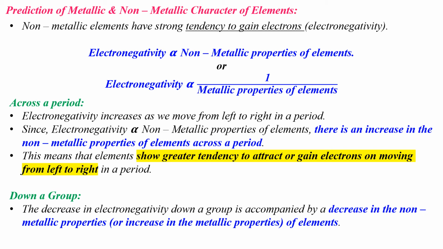So, what do you understand, students? On moving from left to right of the periodic table, we can see that the non-metallic properties of elements increase. On moving down a group, the non-metallic properties of elements decrease. If you talk in terms of metallic character, as we move from left to right of the periodic table, the metallic properties of elements tend to decrease, and on moving down a group, the metallic properties of elements increase.